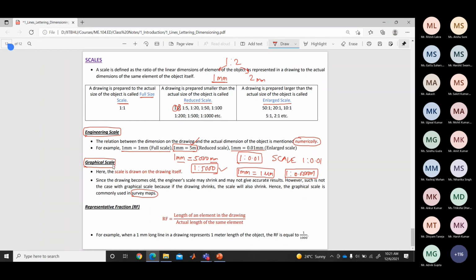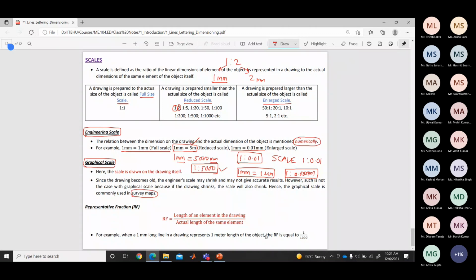All right, and the last factor, this is the representative fraction. So this is the scale only, right? The length of an element in the drawing divided by the actual length of the element. So we represent this as a fraction. For example, a 1 mm long line in the drawing represents 1 meter length of the object.